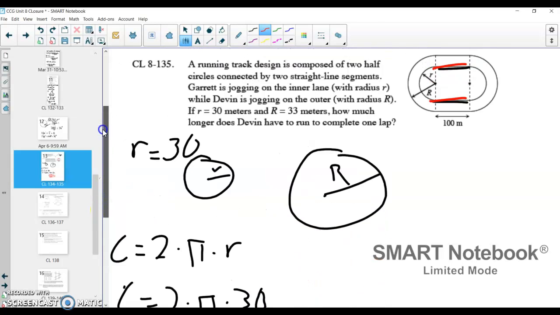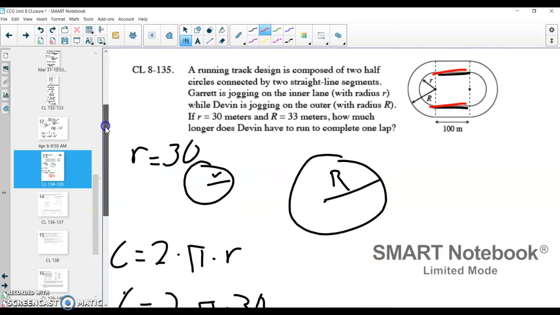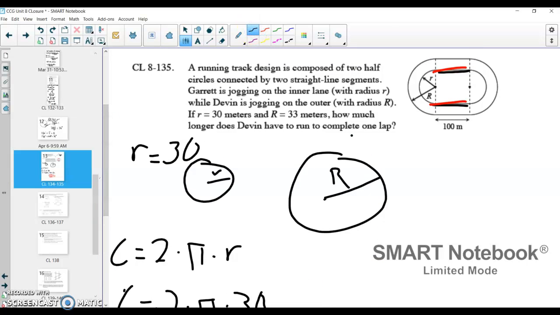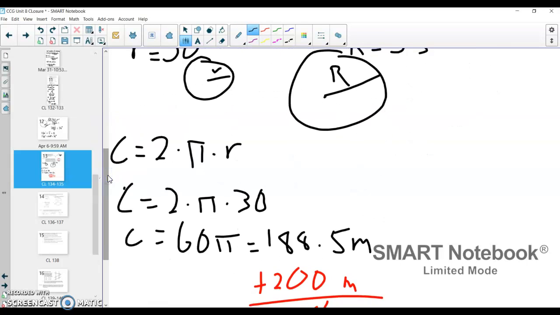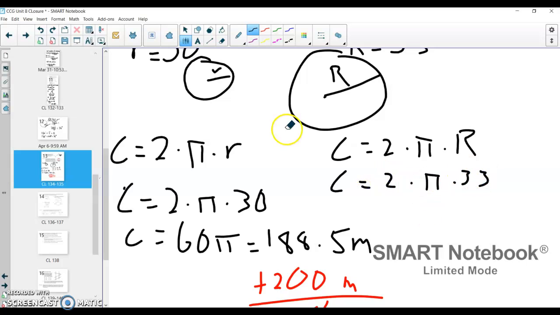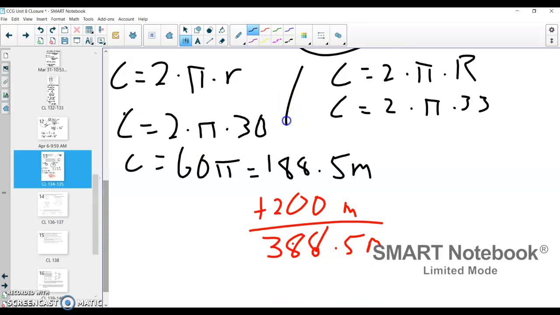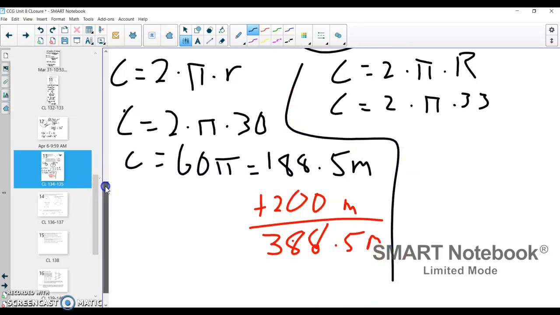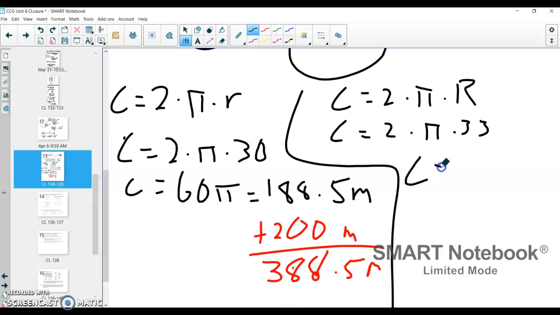Now we're going to see how far the outside person has to run, and it's the same kind of idea. Our radius this time is 33. I'm going to use the circumference equation again: circumference C equals 2 times pi times the big radius. Plugging things in, I get 2 times pi times 33. Sorry, my work's getting crammed here. I get a circumference equal to 66 pi.